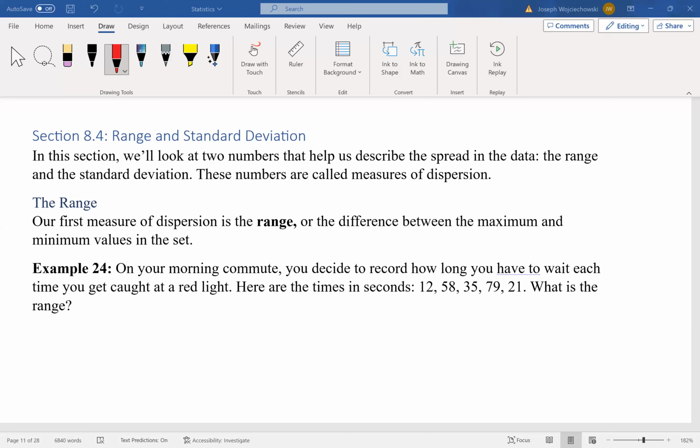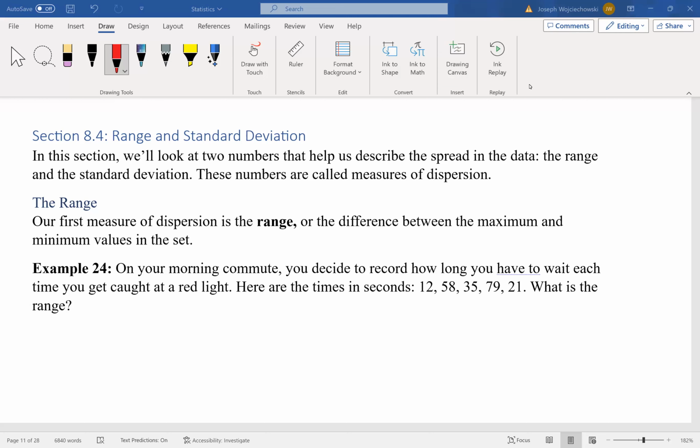Range and standard deviation. These are two numbers that help us describe the spread of the data. They're measures of dispersion. The range is rather simple. The range is the difference between the maximum and minimum values of the set of data.